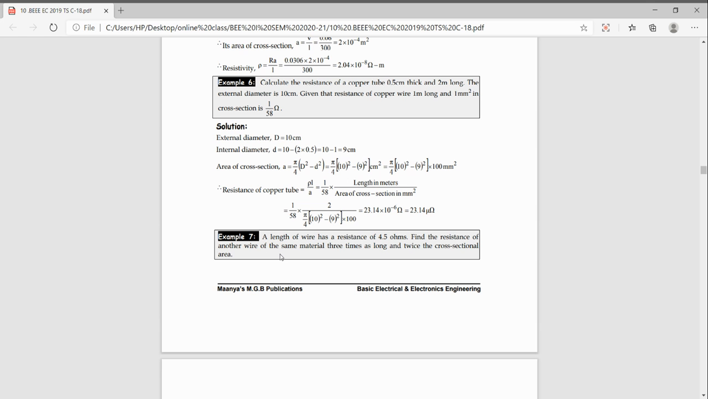So the first wire and the second wire. We have to understand the question first. The second wire is of the same material, which means rho is the same. So rho 2 is equal to rho 1, and L2 is equal to 3 times L1, and A2 is equal to 2 times A1.